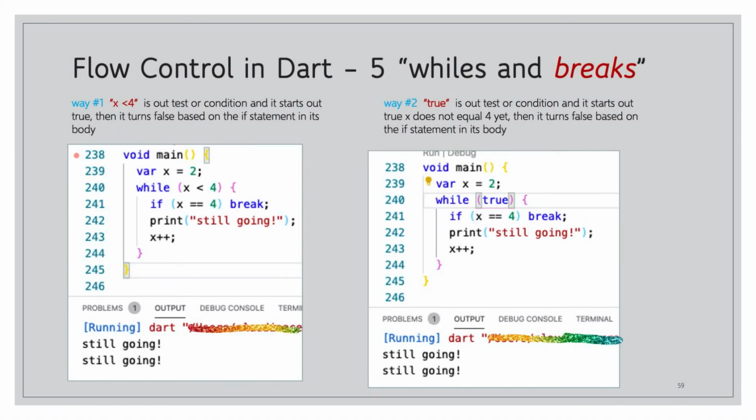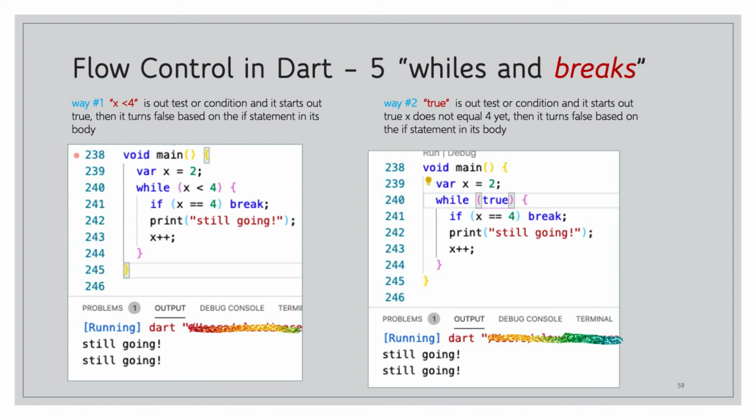All right, we're going to look at breaks as they relate to while loops. We have two different varieties here. Now we're using an if statement inside of a while loop. So we're using two different types of flow control. This is very typical. So way number one, our test is x less than 4? So we start out x equals 2. Is x less than 4? If x equals 4, break.